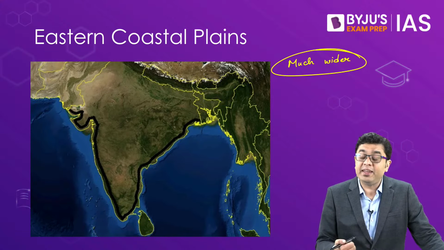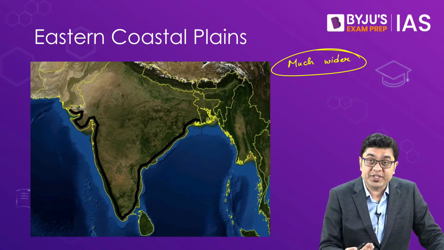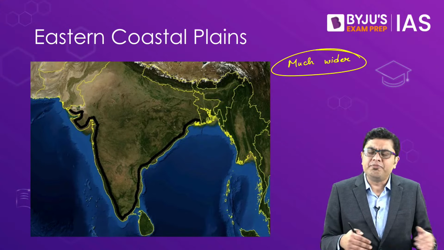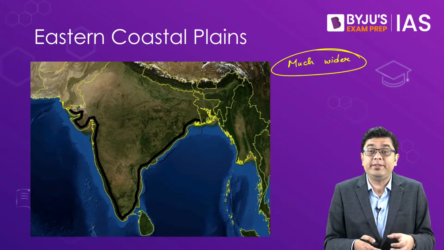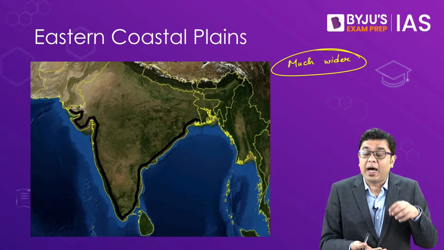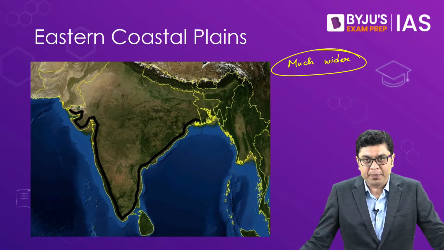In many of these areas, for example, in the region of Odisha and along the coastal plain around Odisha, you have various different varieties of rice being grown in the same year. That is the amount of fertility that these coastal plains have.